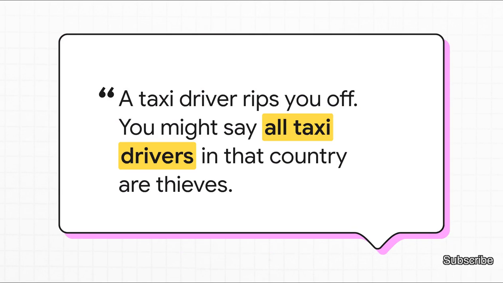The book gives this perfect human analogy for overfitting. It says, imagine you go to a foreign country and the first taxi driver you meet rips you off. You might be tempted to say, wow, all taxi drivers in this country are thieves. You've made a huge, sweeping conclusion from one single bad data point. That is exactly what an overfitting model does.